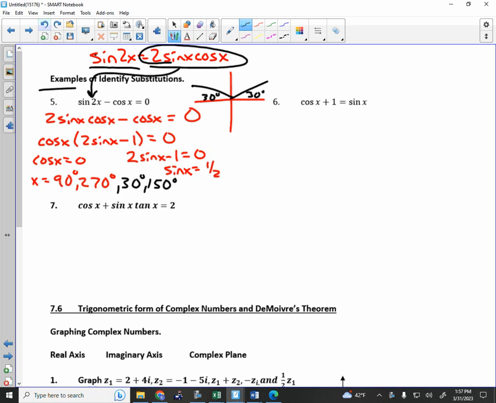Are you willing to do that? Oh, yeah. Let us commit to the long haul. Here we go. Let's square both sides. Cosine of x plus 1 squared. What is that?